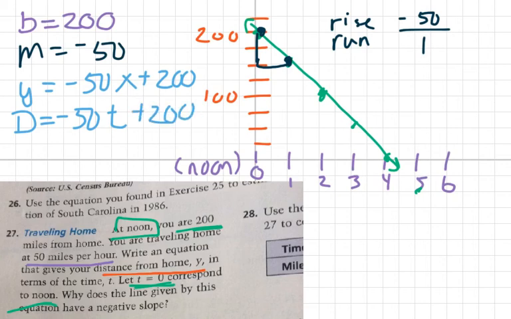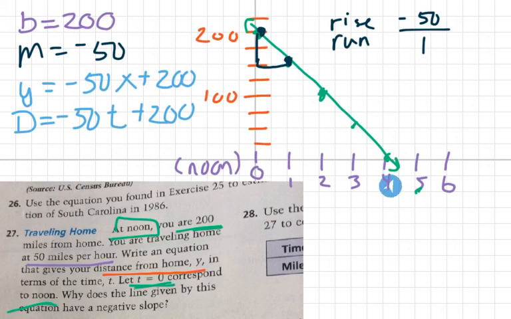Okay, and again, this is a matter of personal preference. You could also use the slope formula there to figure it out. I thought this was just a really good example of a way that you can use the graph to help you visualize what's happening. Now, there's a question there. We want to make sure we answer all the questions. It says, why does the line given by this equation have a negative slope? So what is the meaning of the negative slope?